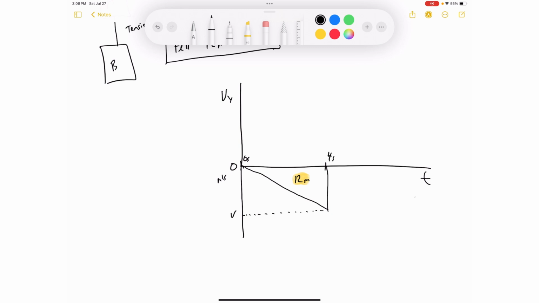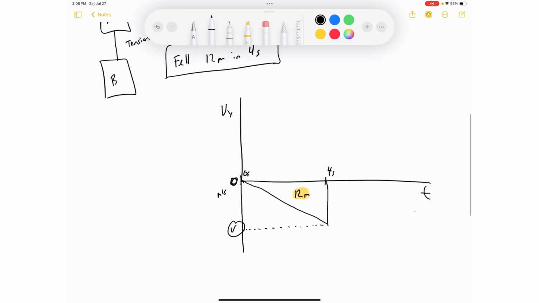And this is the velocity. It started out at 0 meters per second, and it went down to v meters per second. I don't know what that is. So what I want to do is figure out what this velocity at the bottom is, and then from there, I need to figure out the acceleration. Okay, so let's do that.